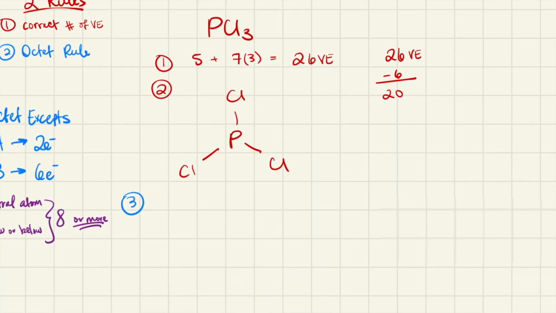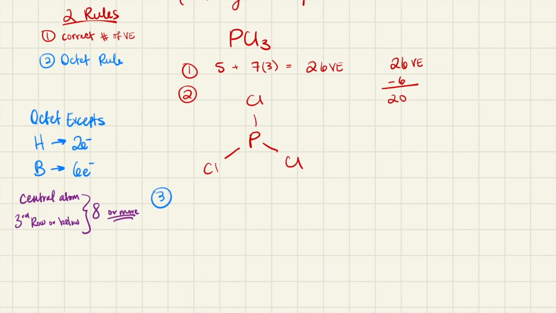So let's go back. Let me zoom out so you can see everything. Let's go back and start adding our octets by adding these double dots of electrons. They're called lone electron pairs. We just added 6 to that chlorine, so I'd say -6. 6 to that chlorine, -6. 6 to that chlorine, -6.